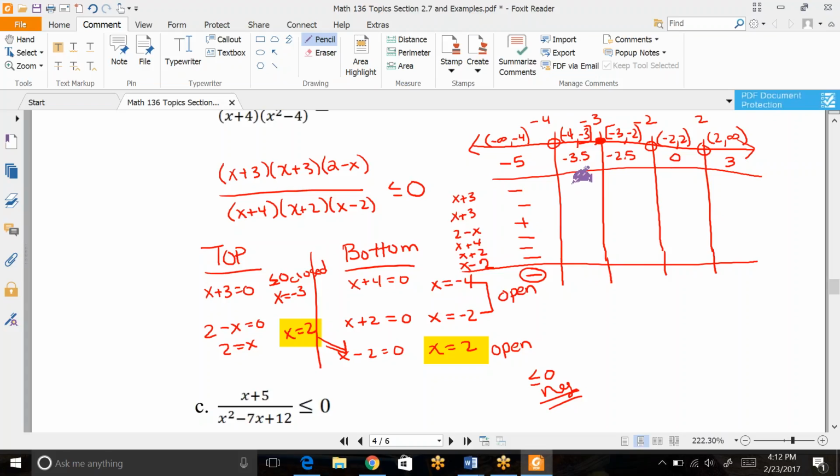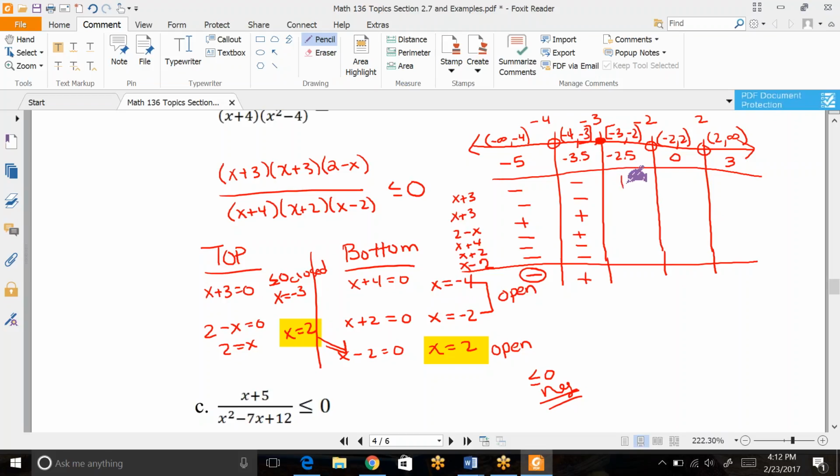-3.5 plus 3 is -0.5. That happens again. 2 minus -3.5 is 2 plus 3.5, so that's positive. -3.5 plus 4 would be +0.5. -3.5 plus 2 is negative. -3.5 minus 2 is negative. 1, 2, 3, 4 negatives make a positive.